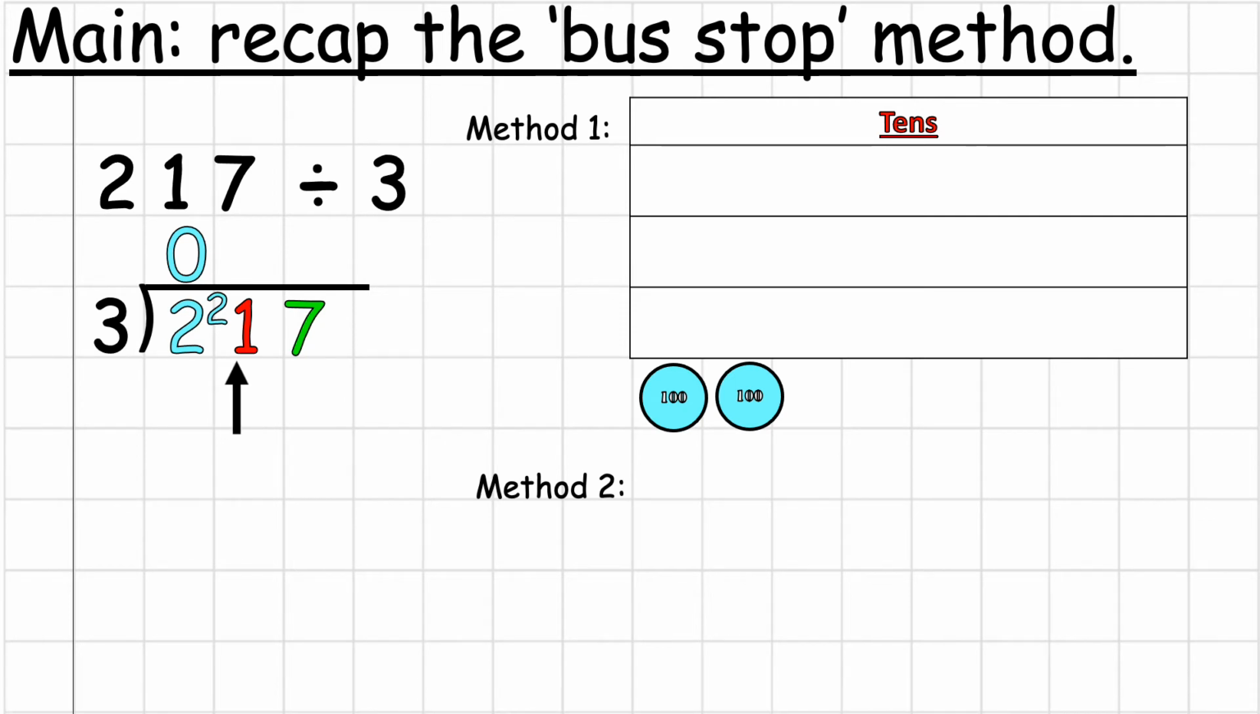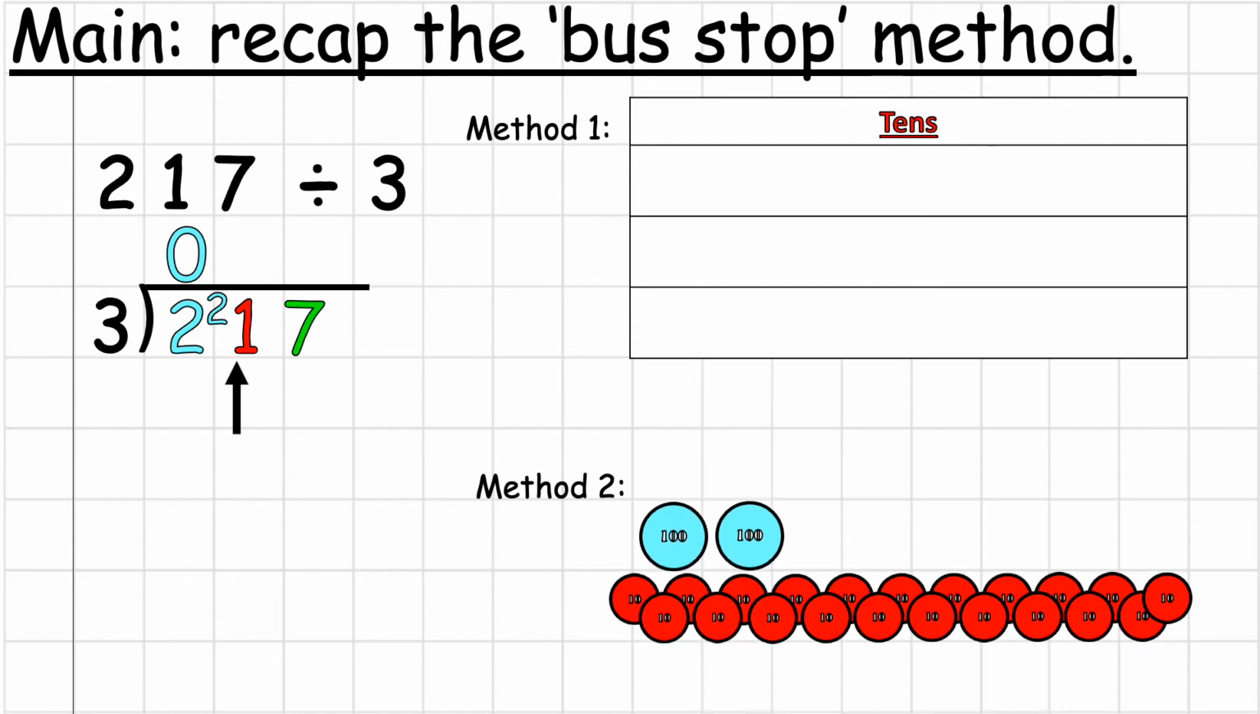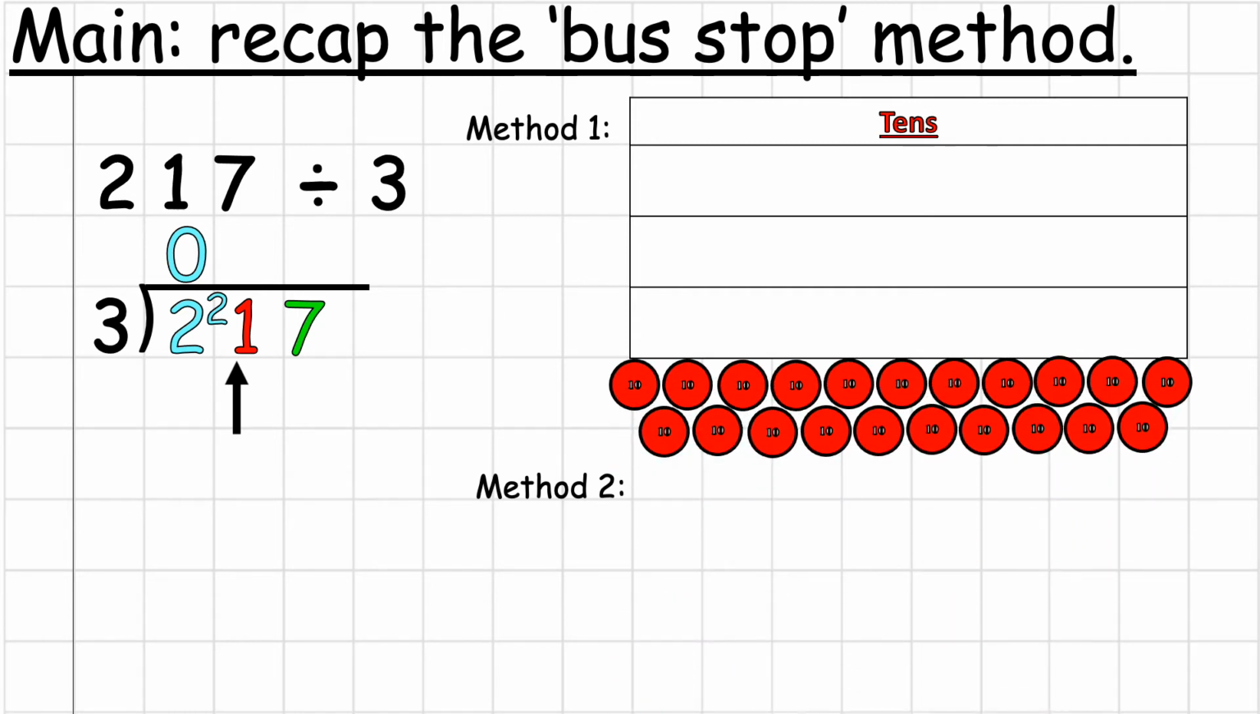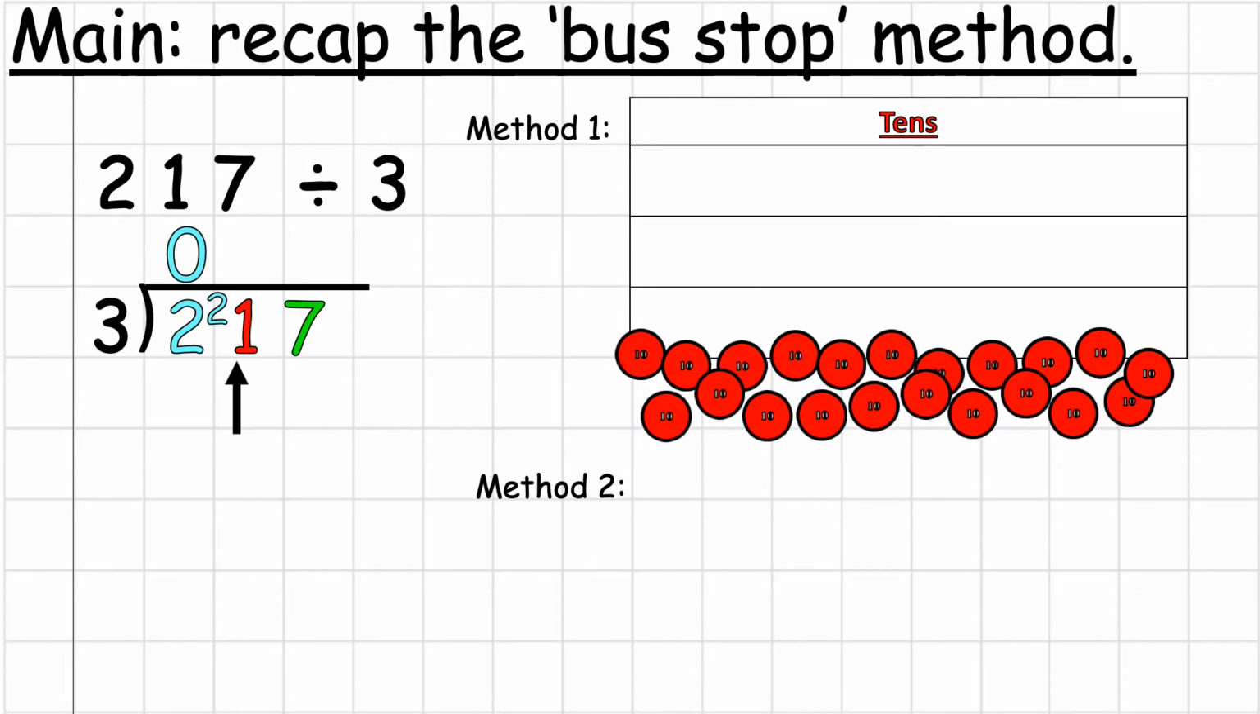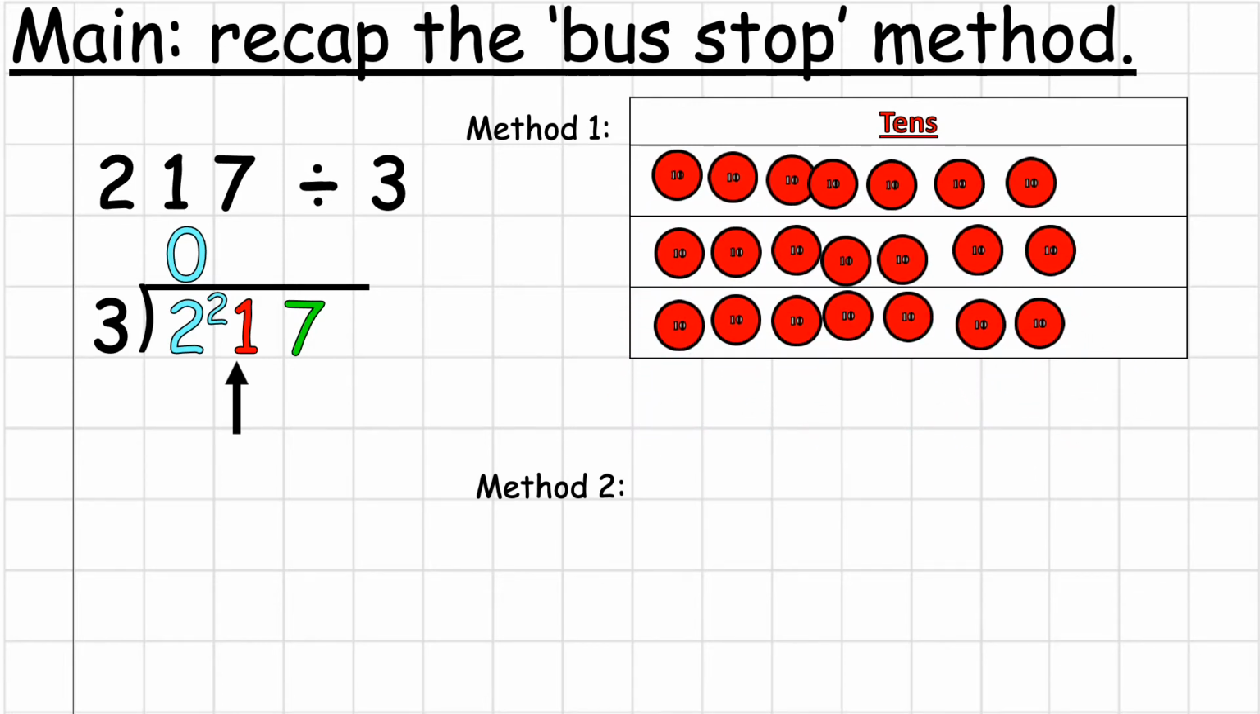Well, firstly, we're going to have to regroup our hundreds as well as the 110. So we're going to be left with 21 tens. Now let's put them into our grid. Now it's slightly messier, but there are an equal amount. There are 7 10s in each column.